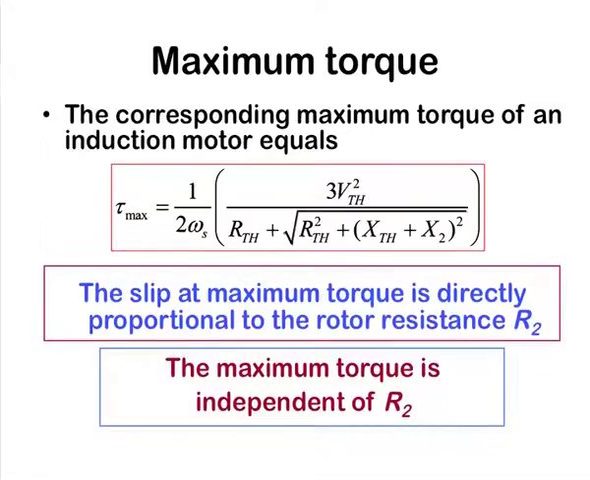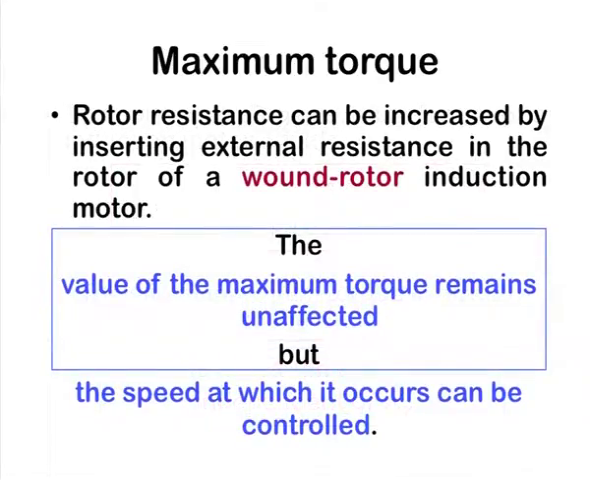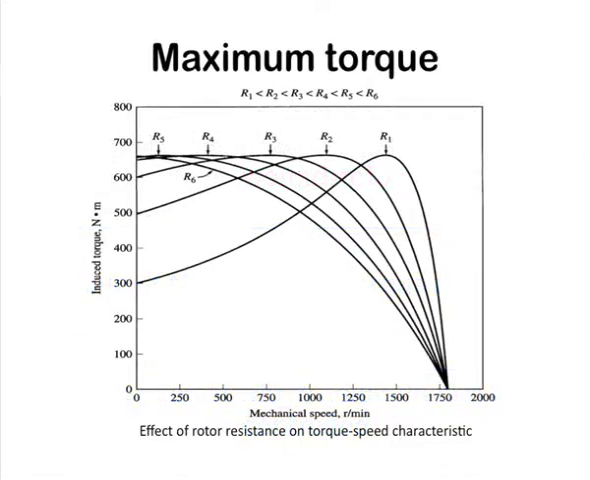The corresponding maximum torque of an induction motor is equal to the formula given on the screen. Further, we also find that the slip at maximum torque is directly proportional to the rotor resistance R2, and the maximum torque is however independent of the rotor resistance R2. This rotor resistance can be increased by inserting external resistance in the rotor of the wound rotor induction motor, but this cannot be done with the squirrel cage induction motor. You can see from this diagram that as I increase or decrease the rotor resistance, the maximum torque remains the same.